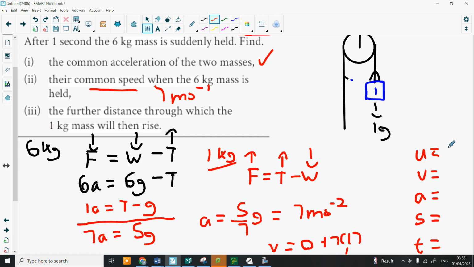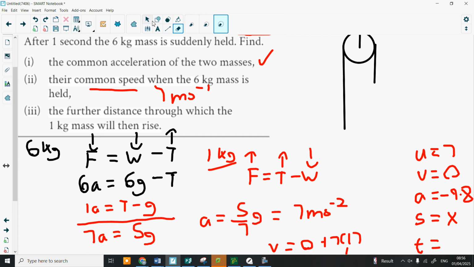It's starting off, U is 7. When it reaches its greatest height, what's your velocity at the top of your greatest height? 0. You can't go any further. Your A value, minus 9.8. Your S value is what we're after. Our T value, we do not know. Options. We're after the S value. What one should you use? Yes, somebody's on form today.